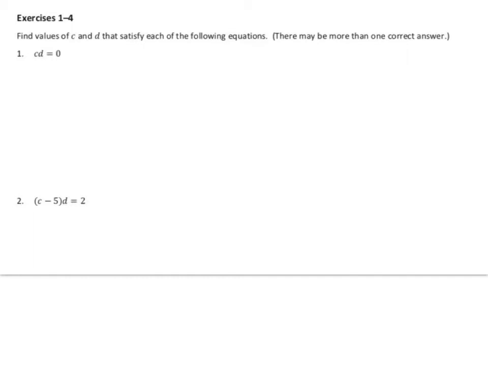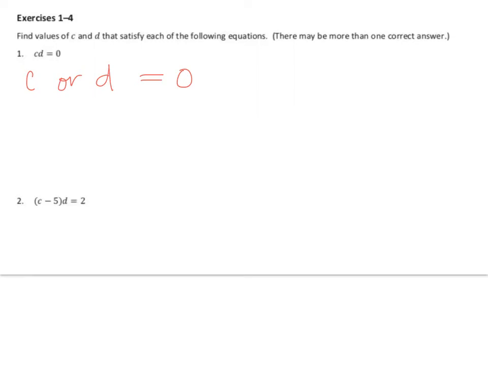Alright, let's try a few. So we learned it, now we practice it, right? Find the values of C and D that satisfy each of the following equations. There may be more than one correct answer. So if C times D equals 0, that means that C or D must be 0. They could both be 0 at the same time. You can also assume that.